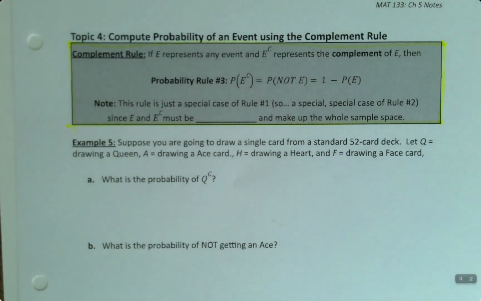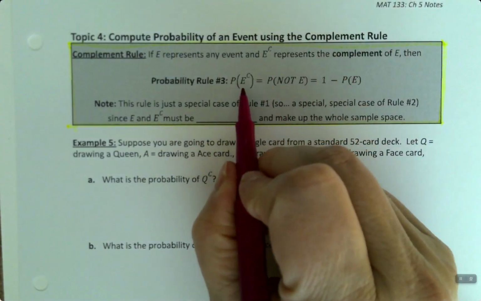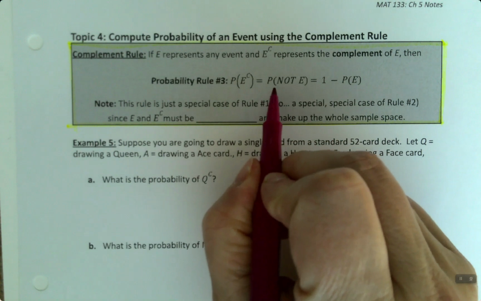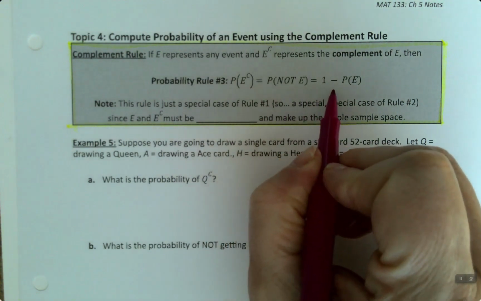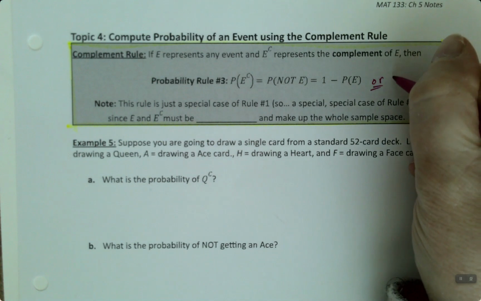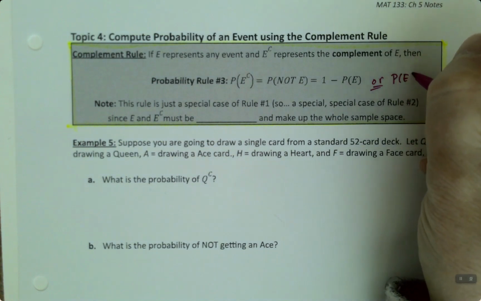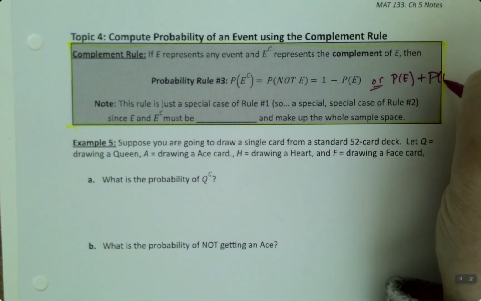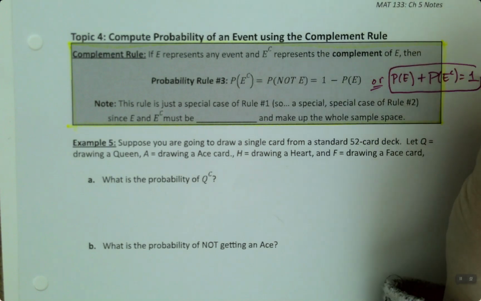The complement rule says that if you have an event E and its complement, E complement, then the probability of E and E complement must add up to 1. In other words, the probability of E complement, which is the probability of not getting E, is 1 minus the probability of E. I'm going to write it the other way over here: the probability of E plus the probability of E complement equals 1. That's another way to think about it.